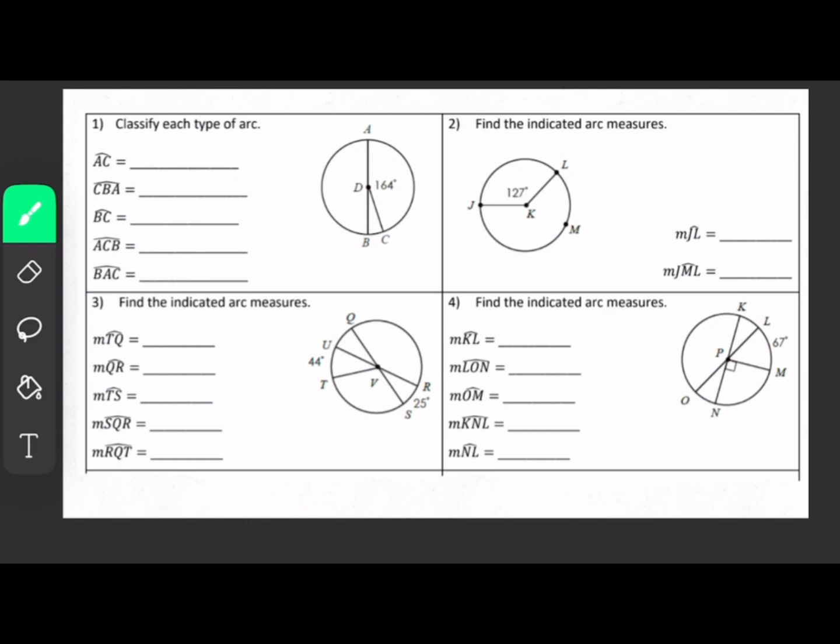Alright, this might look familiar. First off, number 1, do the entirety of number 1. I'll give you 8 seconds to pause.